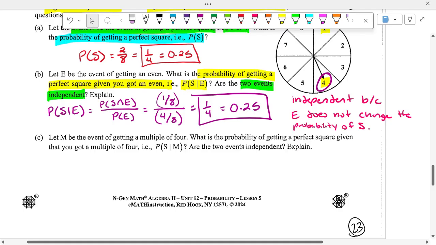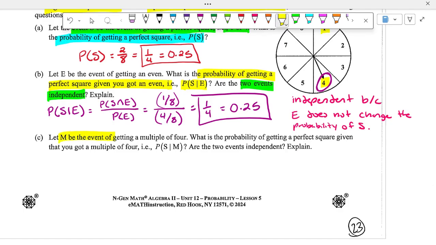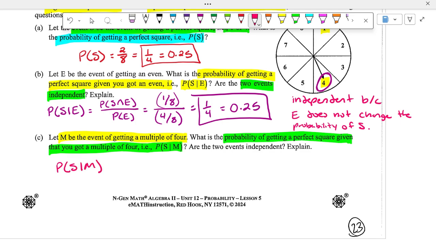Okay. Last one. Let M be the event of getting a multiple of 4, meaning if you divide that number by 4, meaning that it's a number divisible by 4. So multiple of 4 means it's a number divisible by 4. What is the probability of getting a perfect square given that you got a multiple of 4? So we call it P of S given M.